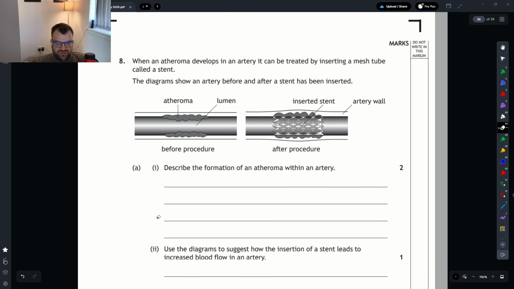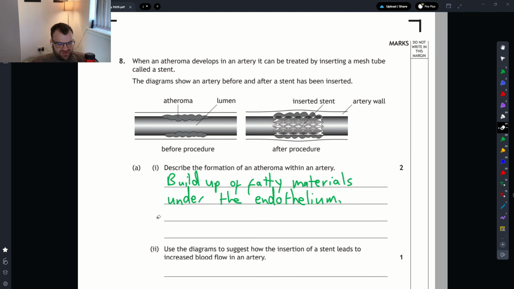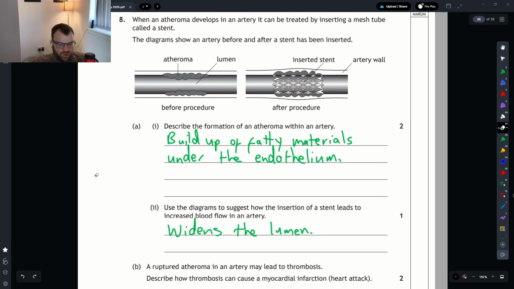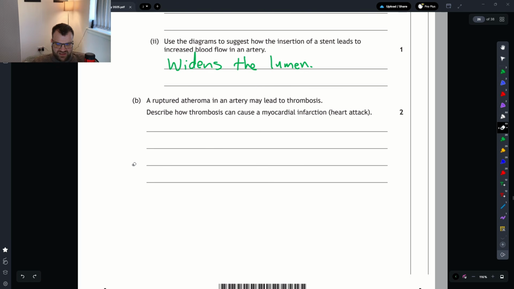In this next question, we're asked about how an atheroma develops within an artery. Atheromas are the buildup of fatty deposits under the lining of the lumen, which is the endothelium. So something like buildup of fatty materials under the endothelium. Cholesterol is one of those fatty materials that deposits, so you could say cholesterol instead. What's the stent doing? Well, the atheroma is squeezing and making the lumen narrower. The stent is pushing them apart. It's widening the lumen, which will increase the flow of blood through. That gives more space for the blood to flow through. So widen the lumen would be the answer for that one.